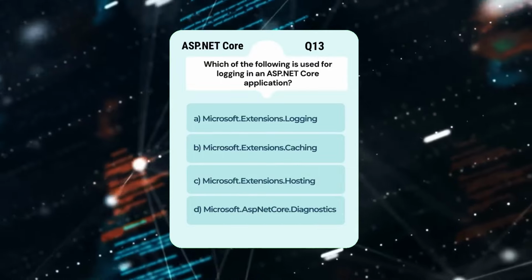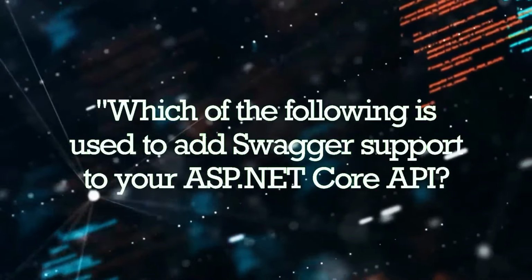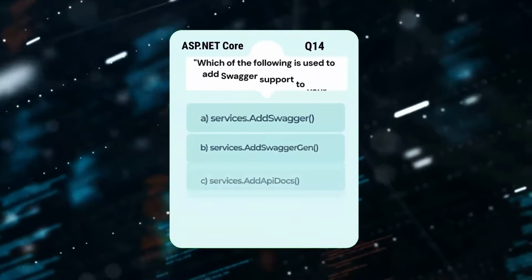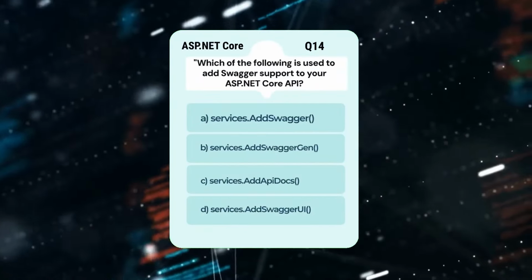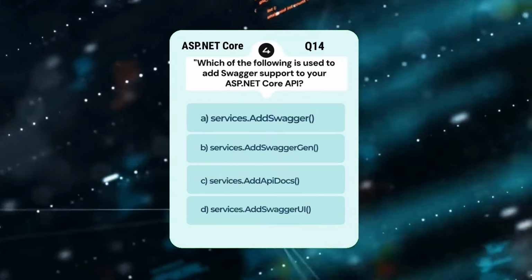Answer: A. Which of the following is used to add Swagger support to your ASP.NET Core API? Options: A. services.AddSwagger B. services.AddSwaggerGen C. services.AddApiDocs D. services.AddSwaggerUI.